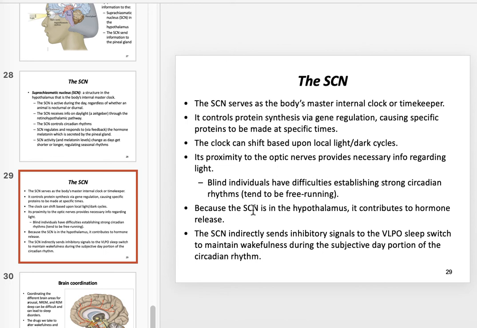Blind individuals actually have a lot of difficulty establishing strong circadian rhythms. They tend to report a lot of insomnia and sleep fragmentation, and it may be because this SCN isn't getting the required signals that they need. So once again, the SCN in the hypothalamus, it makes total sense because the hypothalamus controls hormone release. Then we've got this control of circadian rhythms.